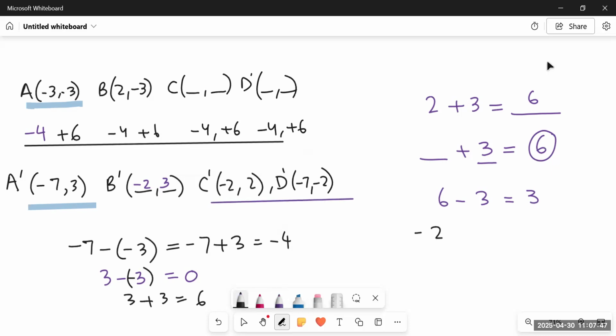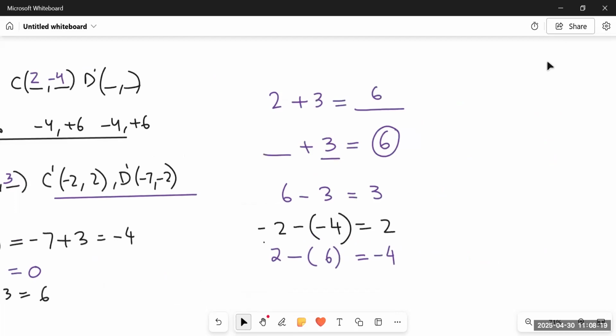Minus 2, minus 4, and we will put a minus sign over here to get the x coordinate of C, which would be minus 2 plus 4 is equals to plus 2. So it would be 2 over here. Okay. Then we have 2 minus 6, which is minus 4. So this would be minus 4. So minus 4 plus 6 is equals to 2, right? You can check them as well.